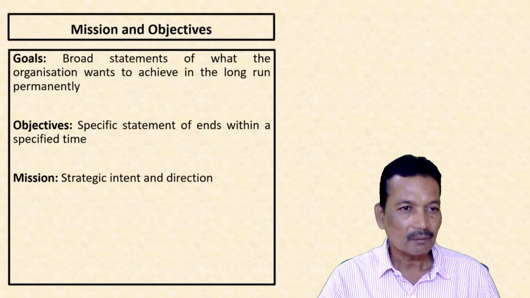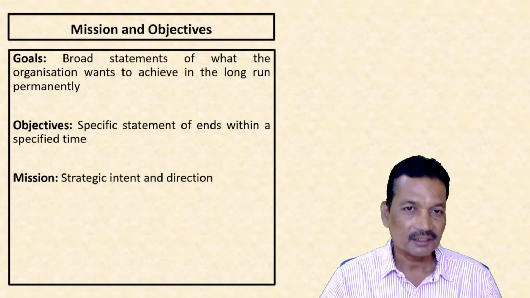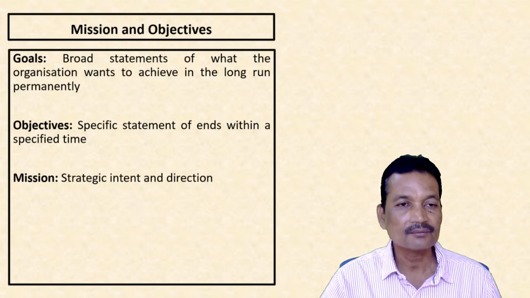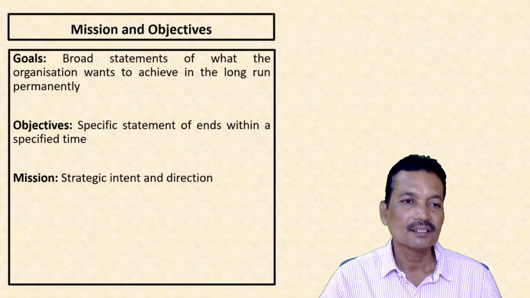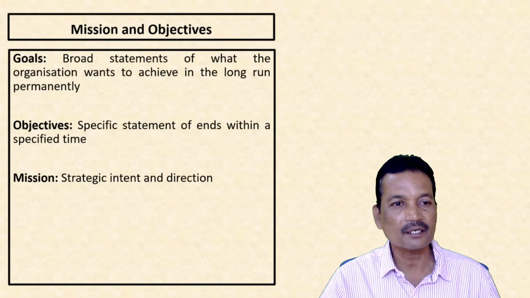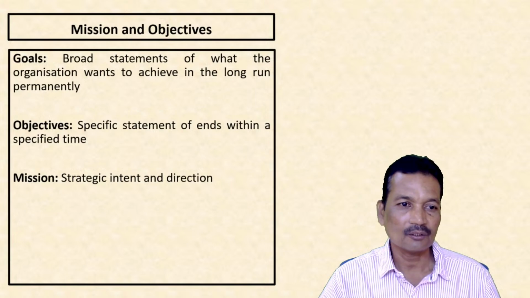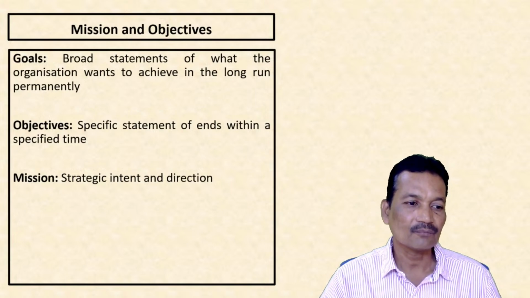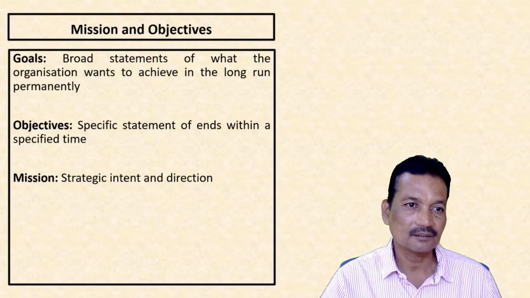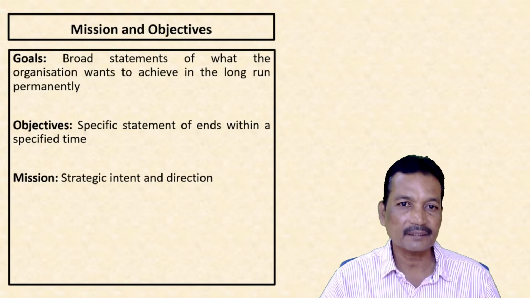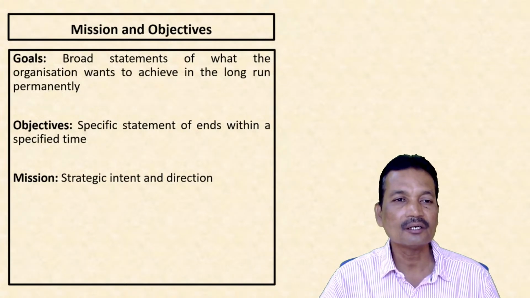Now, whenever we enter into the premises of any of the business houses or an organization, there first we are made acquainted with a certain display board which will be containing the goals, or in other words, also the objectives and mission of the organization. Now, what they try to convey us when we say goals, it is the broad statements of what the organization wants to achieve in the long run permanently.